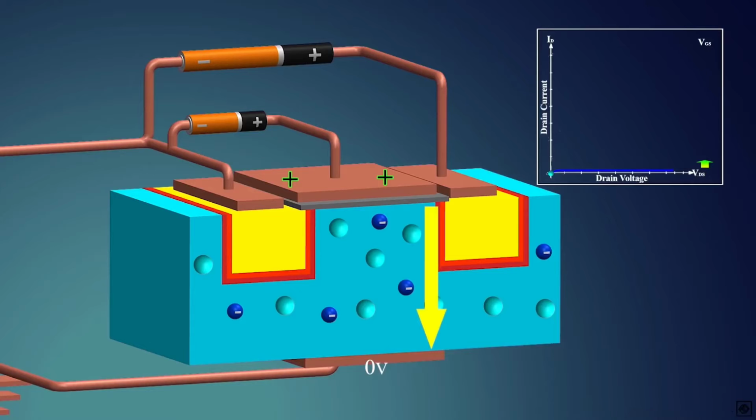Due to this field, the electrons in the substrate flow opposite to the electric field, that is, towards the gate. Due to the presence of an insulator, these electrons cannot flow from the substrate to the gate and thus they accumulate near the gate in the substrate.